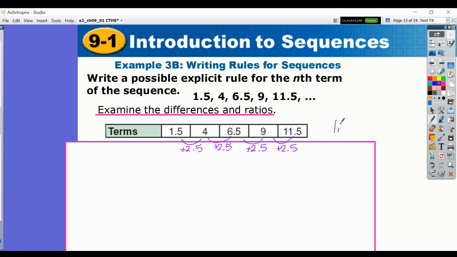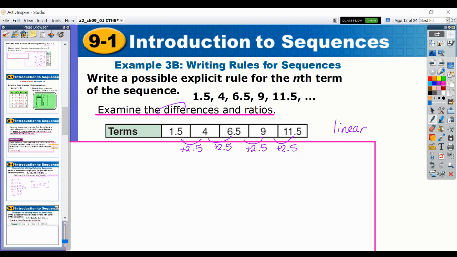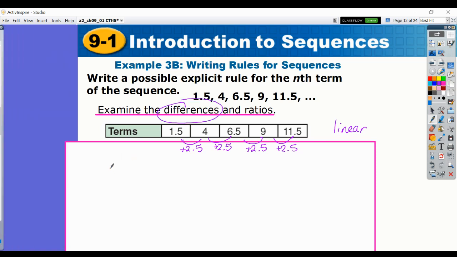That means we're going to be linear, right? So if we have a constant difference, it's going to be linear. If we have a constant ratio, like on the last problem, it's going to be exponential. All right, let's write our pattern.